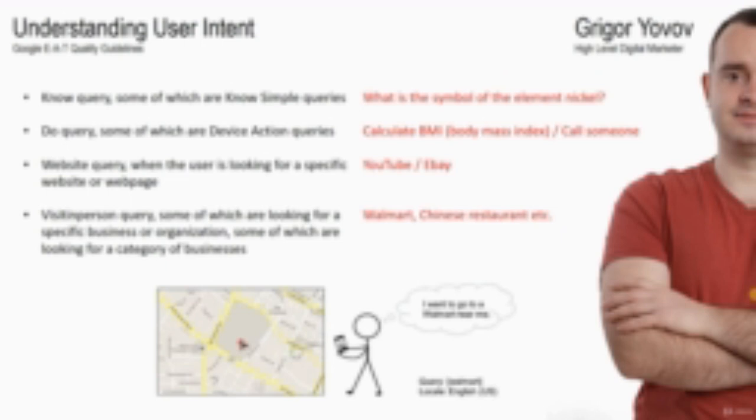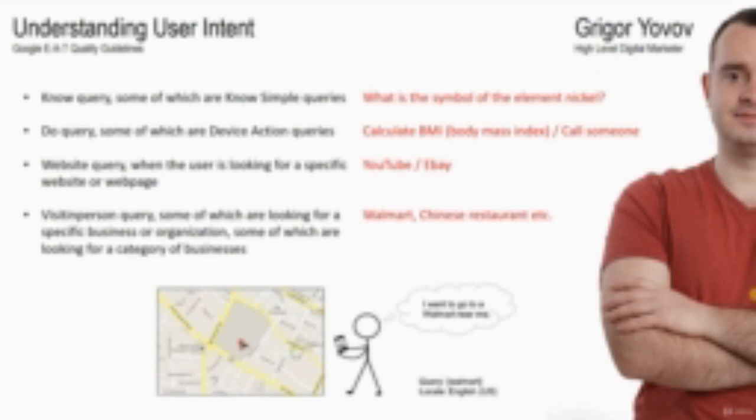The first one is Know query, some of which are Know simple questions. Let's say, what is the symbol of the element nickel, or how tall is Michael Jordan, etc. These are questions that could be answered easily and have a single, very specific answer. The second user intent is Do query, some of which are device action queries. Let's say calculate BMI, body mass index, or call someone. They are connected with actions.